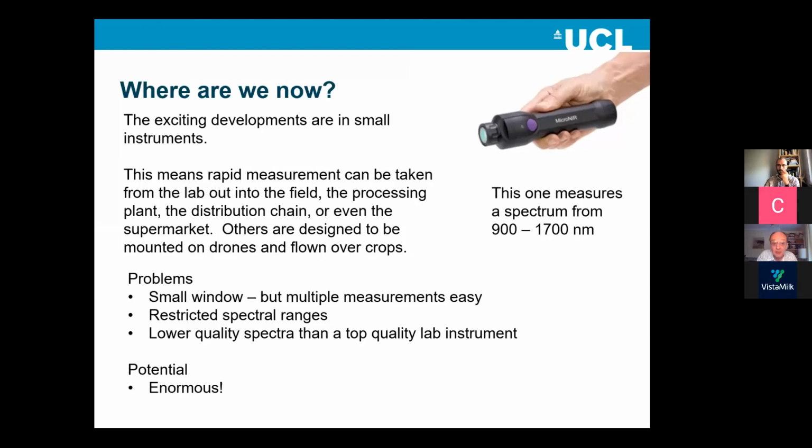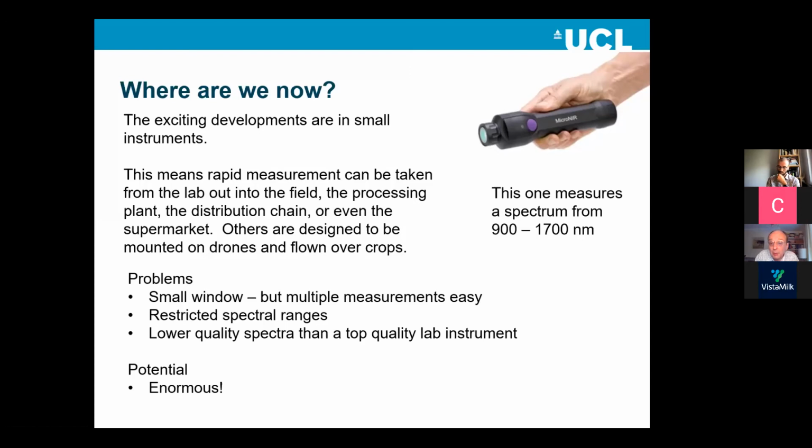It's got problems, they've all got problems. You can see it's quite a small window. If you're going to have a small instrument, then it's only going to be able to look at a small amount of sample. But you can move it, you can take multiple measurements very quickly. And in fact, with this one, you can move it around and it will average the measurement as you move it around. So the application I was working with, we sort of moved it in a W shape over quite a large sample and it will average. And so you effectively get a bigger window than you would have got with a lab instrument, although it does require a bit of effort, obviously.